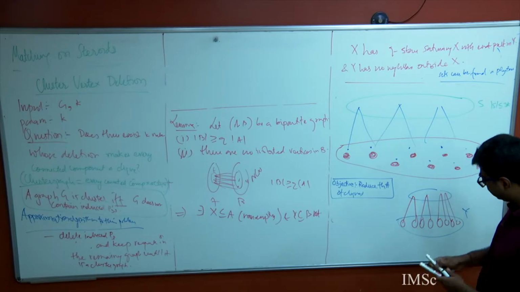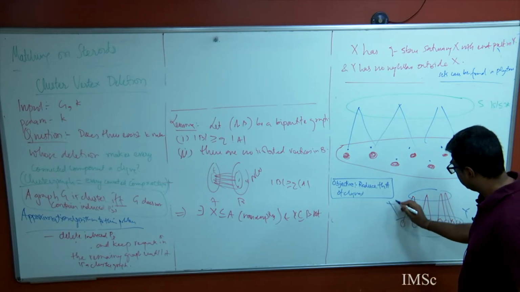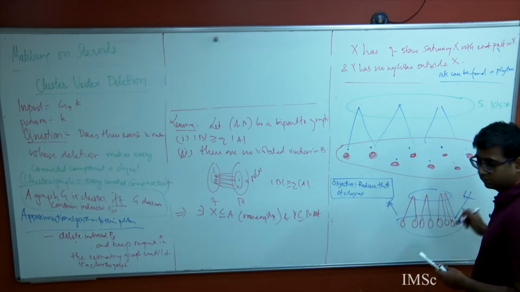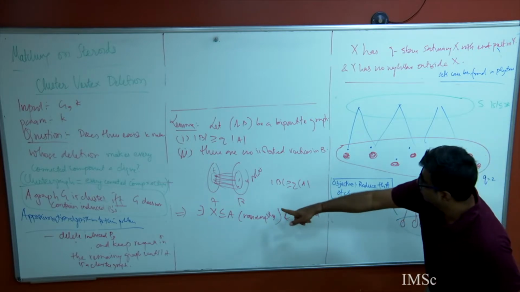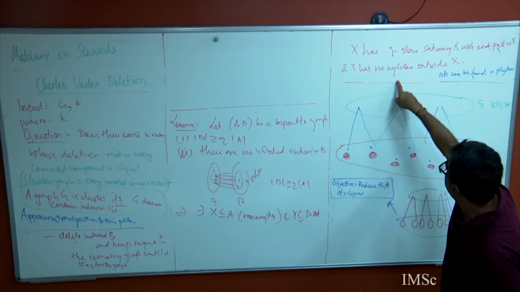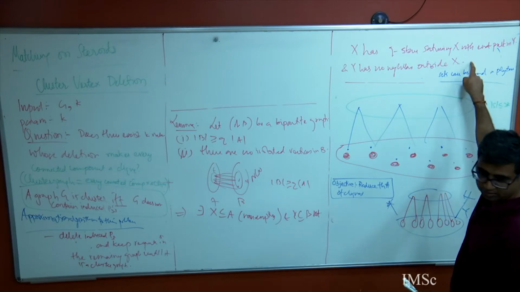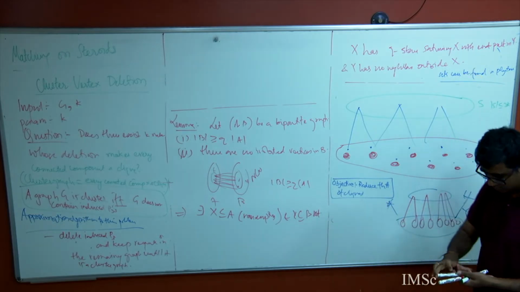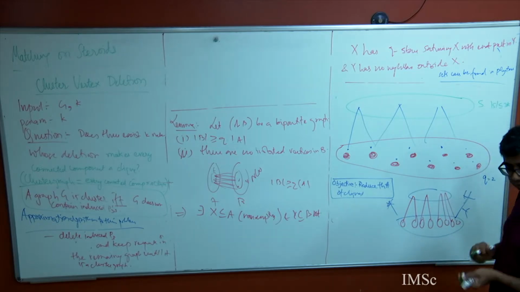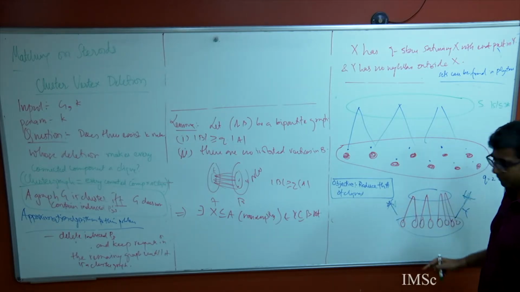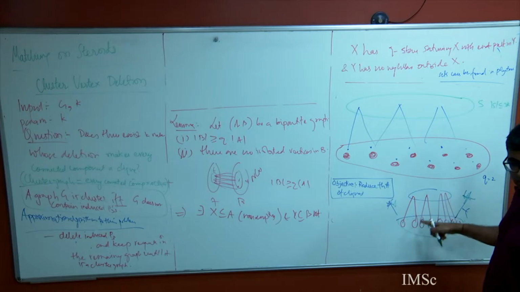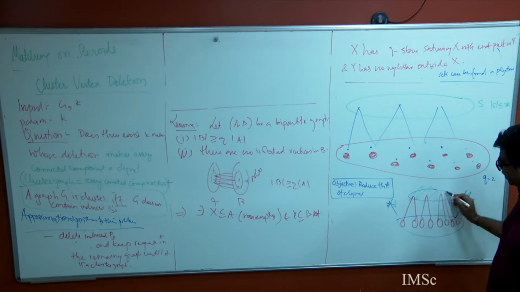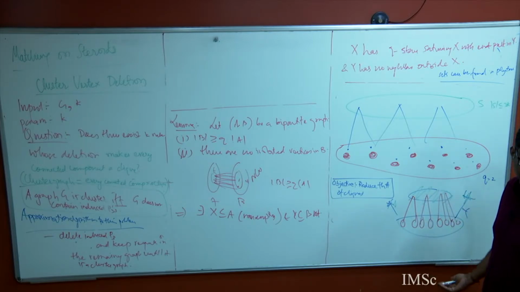And what else do you know? These guys are not adjacent to anybody else, right? Y has no neighbor outside X. It means this clique has no neighbor outside X. Okay? So what's the reduction rule? Look, locally he has to pick at least one guy. So pick this guy. That's it. That's your reduction rule. No?